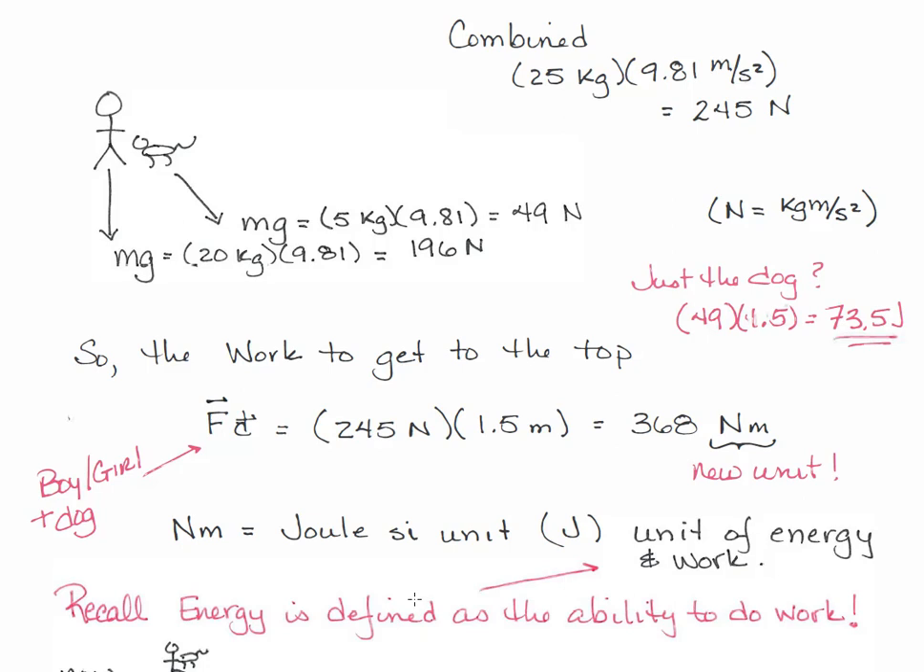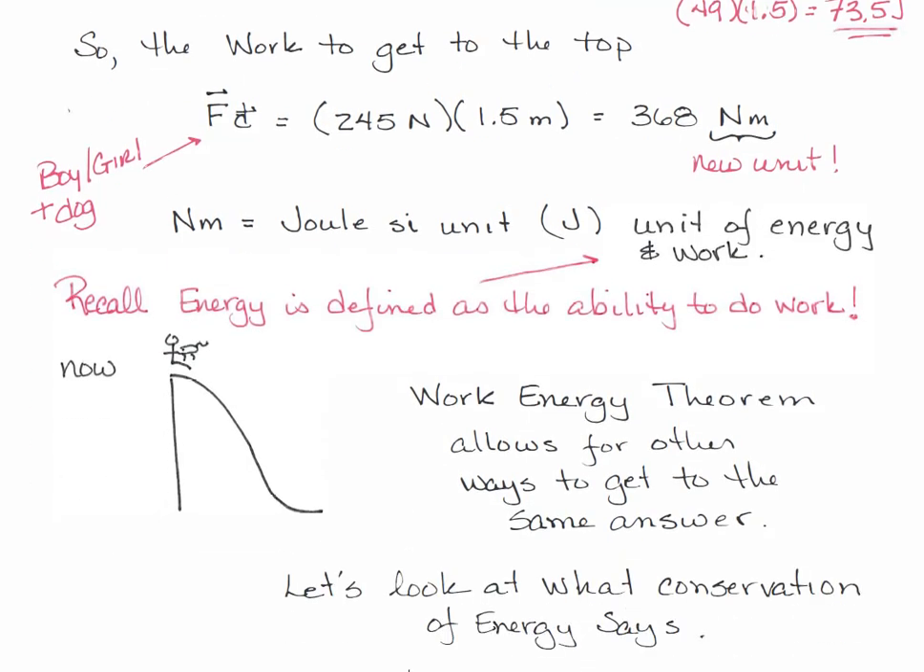Now remember, we had those two different questions, that question about where we got the child and the puppy to the top of the slide, or if we were just looking at the puppy to get the puppy to the top of the slide. Just the puppy, I'm going to do the 49 newtons times the 1.5 meters, and I'm going to get 73.5 joules. But now we want to look at that energy part. Now remember that energy is defined as the ability to do work. So to get to the top of the slide, we're going to use that work energy theorem to get us there. So the work is going to equal the same amount of energy that we put into the system.